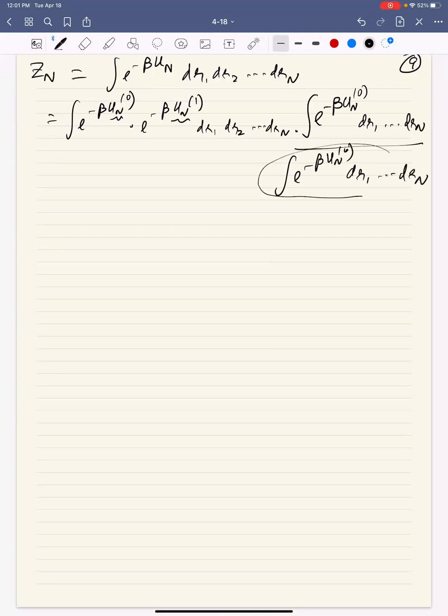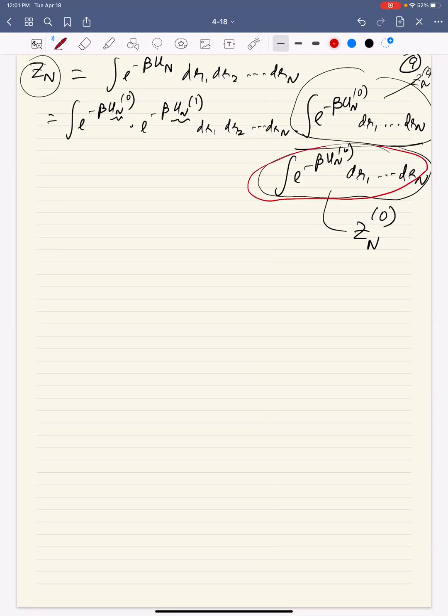And this thing is Z_N in the reference potential, right? This thing was Z_N and this thing is Z_N0. This thing is also Z_N0, right? I have just multiplied and divided by the same thing. What I'm going to do next is keep the full integral in the bottom. The one on top I'm going to call Z_N0, and you will see why it makes sense in a moment. So this one comes up front, I call it Z_N0, and then I write down this integral over here.